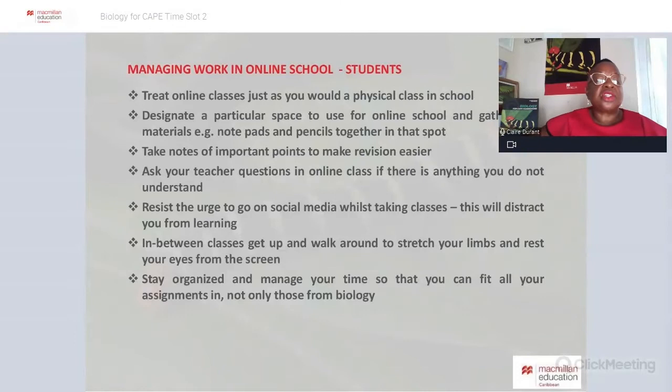So if you get behind by not paying sufficient attention, then you are not going to live up to your full potential. In between classes, get up and walk around to stretch your limbs and rest your eyes from the screen, because we know that that is something important to keep you engaged. So just walk around in between and make sure that you stay organized and manage your time so you can fit in all your assignments, not only those from biology.